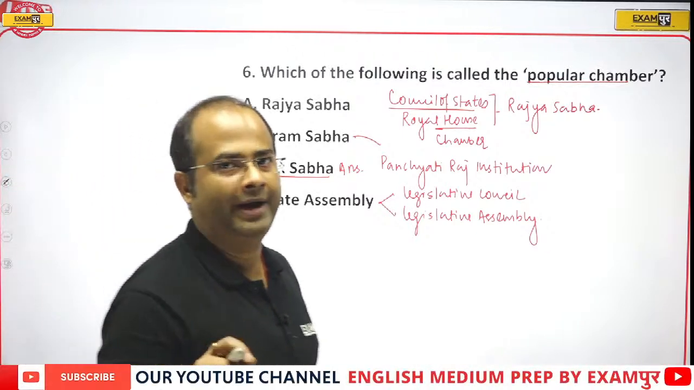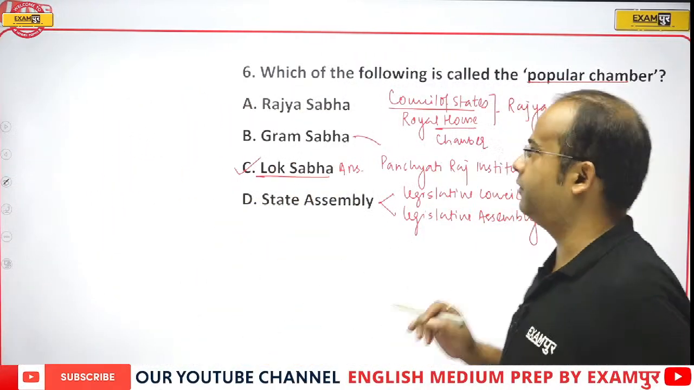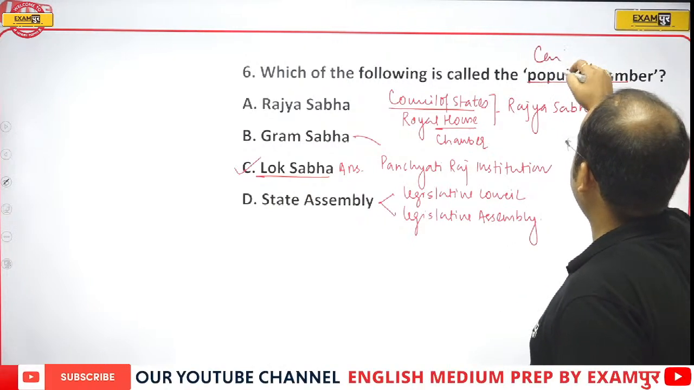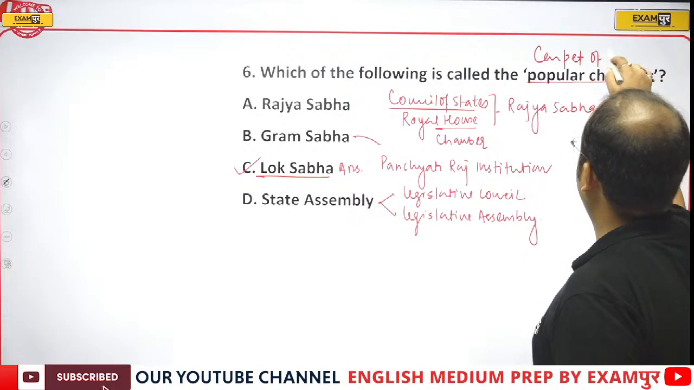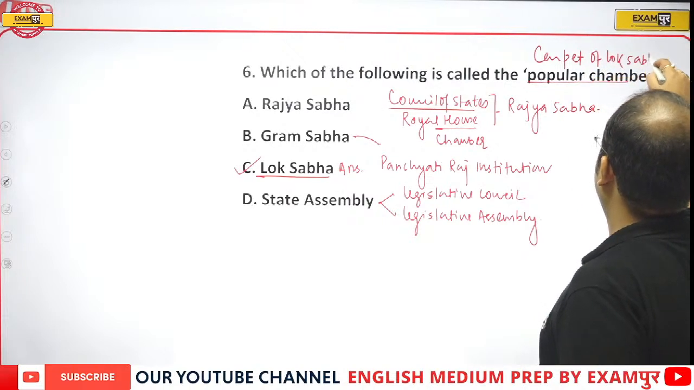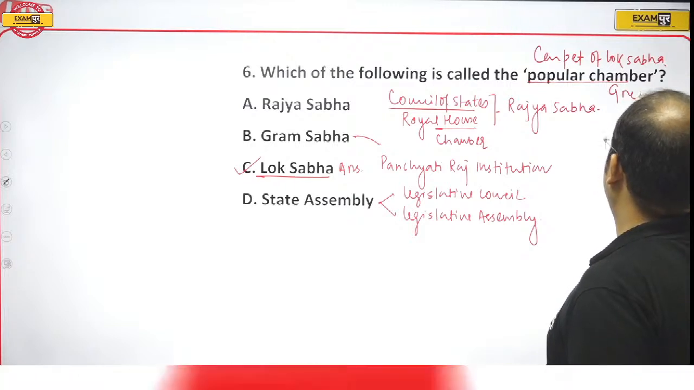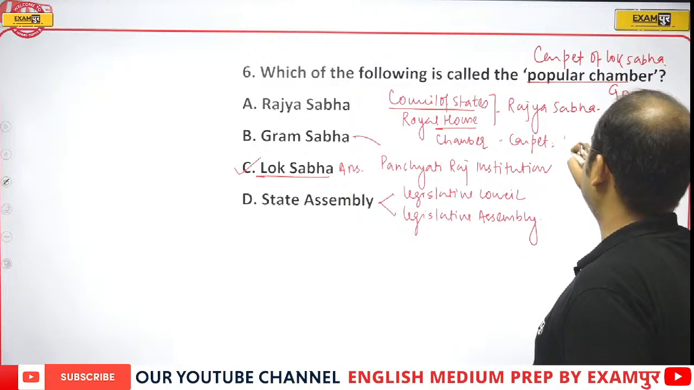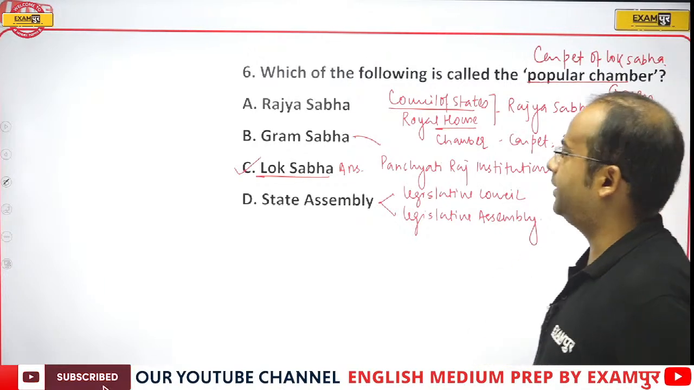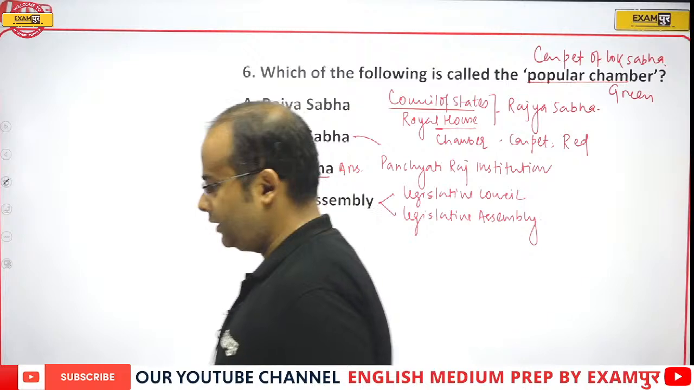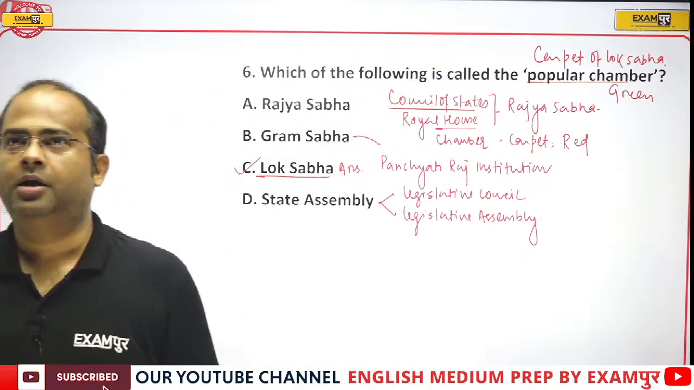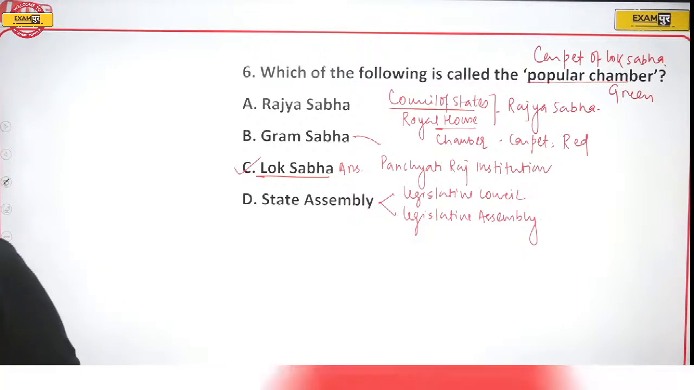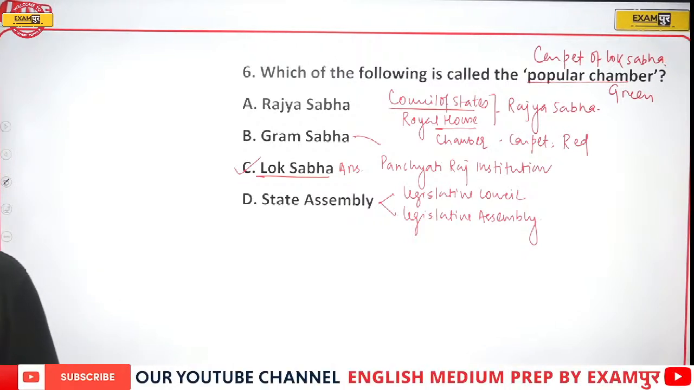Therefore, guys, you will find that the carpet of Lok Sabha is green, and the carpet of Rajya Sabha is red. So I hope, my dear learners, it is clear to all of you. Is it clear to all of you why it is called popular chamber?